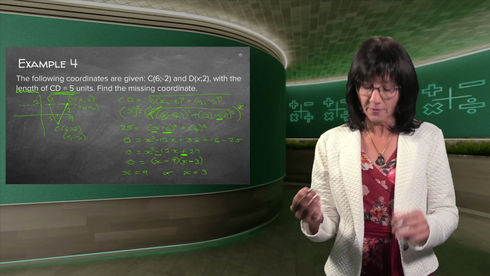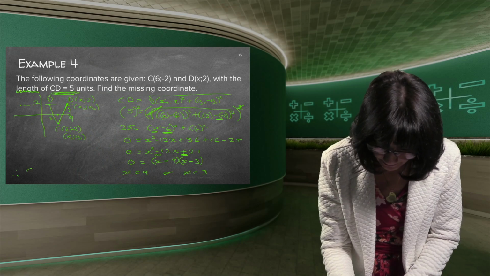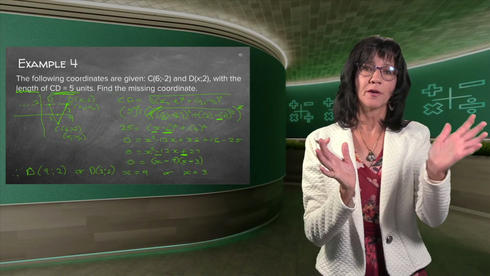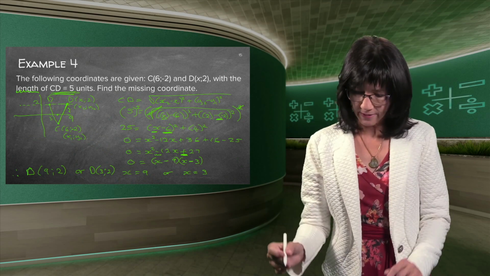And they said find the missing coordinate. So now I can say the D coordinate. The D coordinate is either 9 and 2 or the D coordinate is 3 and 2. Because in this case, it's possible. They did not tell me where I should go. So any one of those two lines, they're the same length, and there they are.